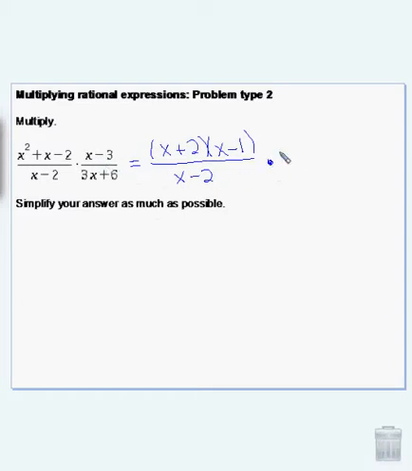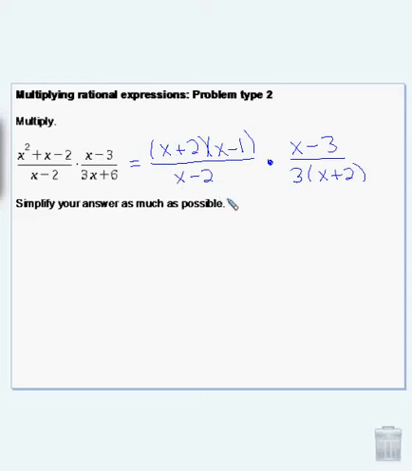Then I'm going to factor my second expression. My numerator is x minus 3, can't be factored. But my denominator is 3x plus 6. Now I can factor a 3 out of that term, and I'm left with 3 times x plus 2.